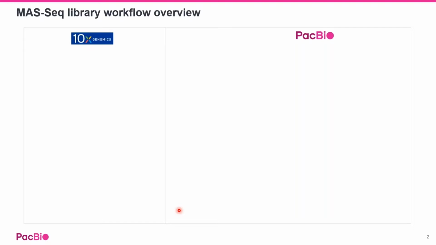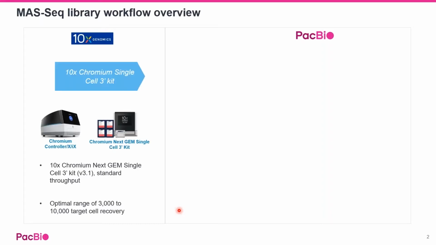Okay, so this slide walks through the journey of a MAS-Seq user. The MAS-Seq kit is a result of collaboration between 10x Genomics and Broad Institute. The cDNA, which is generated from the 10x Chromium single-cell 3' kit, is used as an input into the MAS-Seq kit. This kit is intended for use with the single-cell cDNA generated using the 10x Chromium NextGem single-cell 3' kit standard throughput, and an optimal range of between 3,000 to 10,000 target cell recovery is recommended.